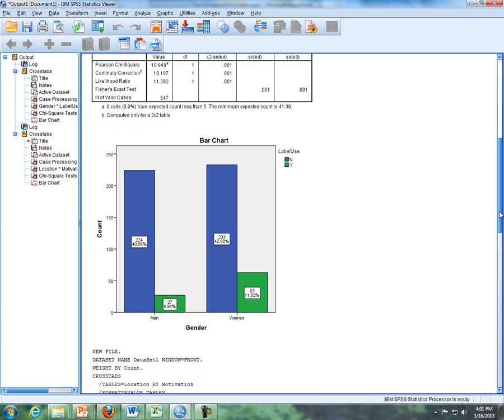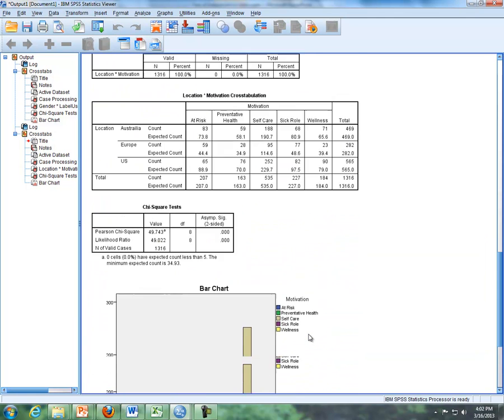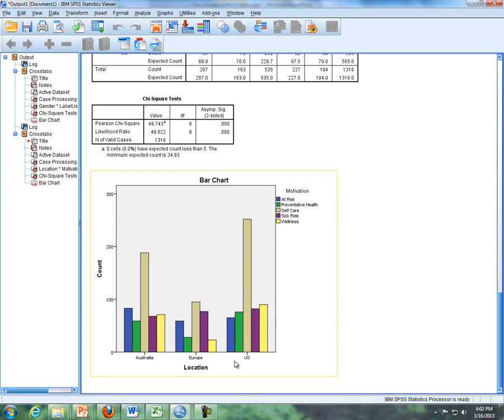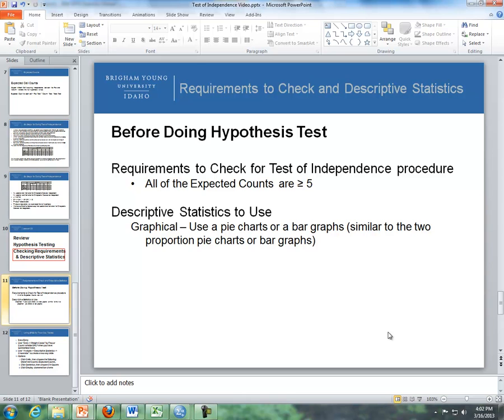And so here's an example of a bar chart that's side by side where you have the men here described with the two bars here and then the women, okay, where the green represents yes and the blue represents no. And a similar bar chart down below is where we have the three different locations and then the five different categories, the five different reasons or motivations for seeking chiropractic care for each of those. And those are examples of bar charts. You can also do, similarly, pie charts as well. And so that concludes the Lesson 20 video for dealing with tests of independence.